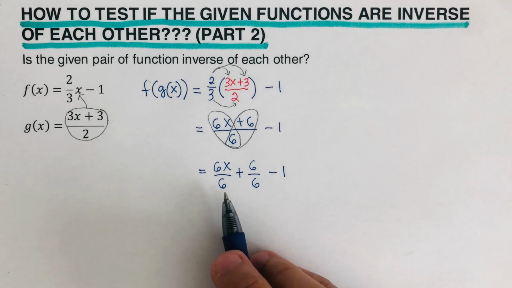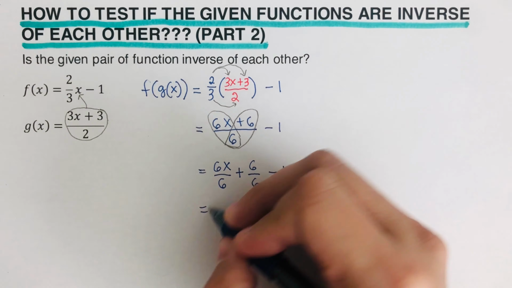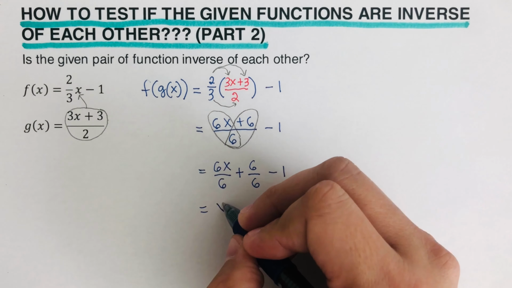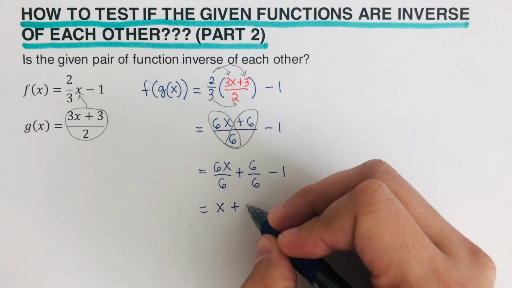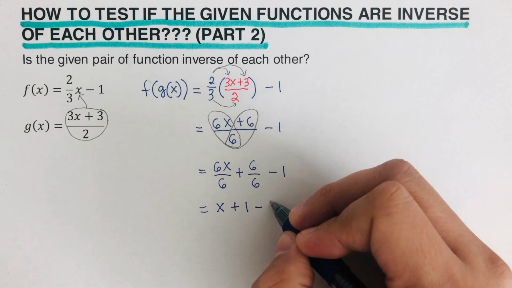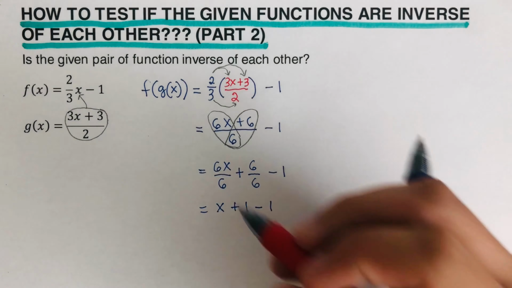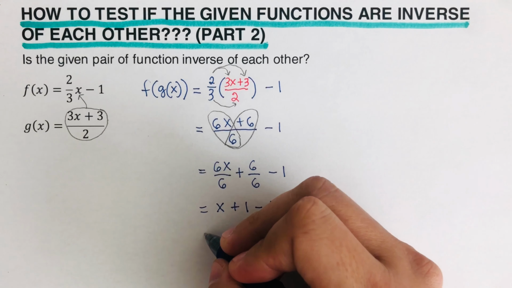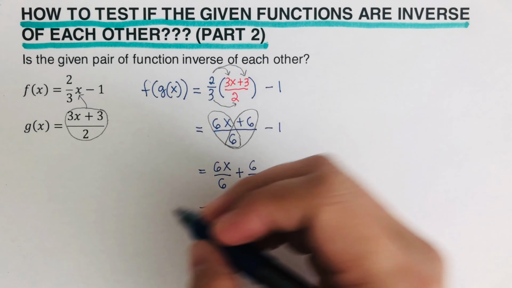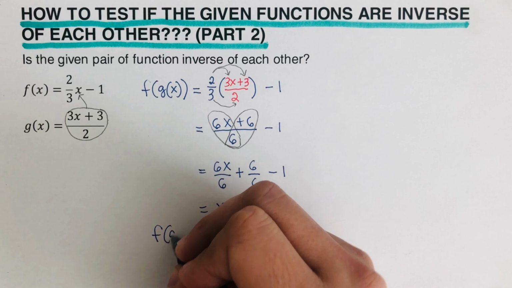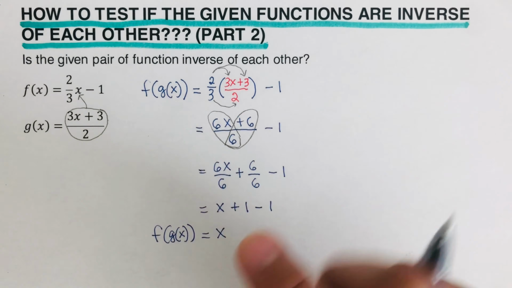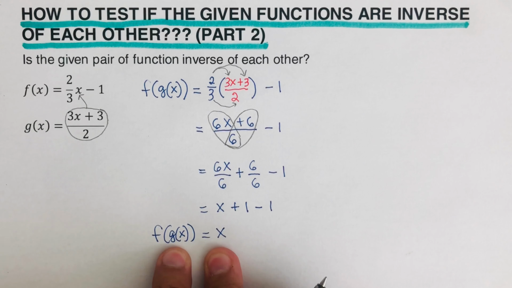And then from here, we simplify it some more. 6x over 6 is just x. Plus 6 divided by 6 is 1. And then that's a minus 1. So these two get crossed out, and the leftover is x. So our f of g of x is equal to x, which is a good sign since our target is to determine if the f of g of x is equal to x.